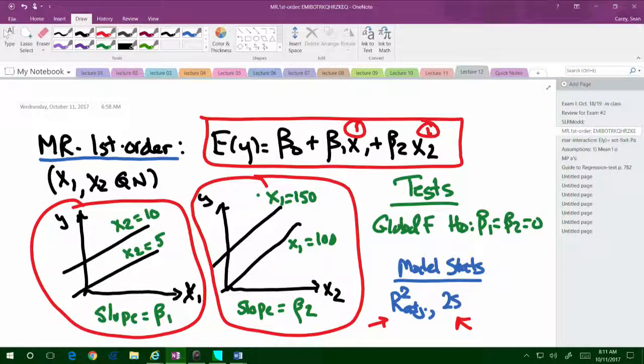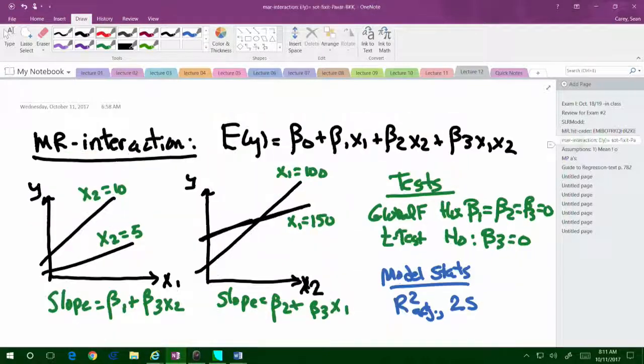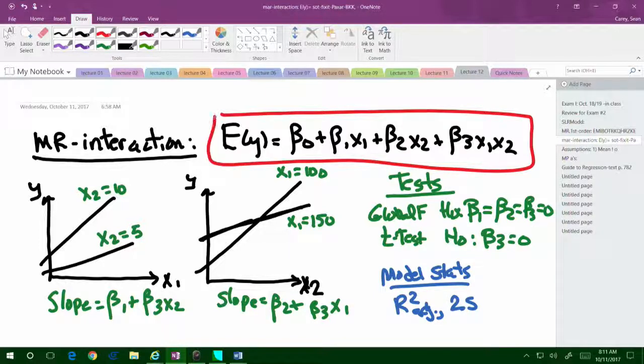Then the last model we looked at, and this is kind of reviewing last lecture too, was the interaction model. And notice in this model that beta 3 term gets added. And that term is just a cross product of the two x's. When you multiply two x's together in a regression analysis, that's given a special name. It's called interaction. And that implies that the relationship between y and one of those x's depends on the other x.